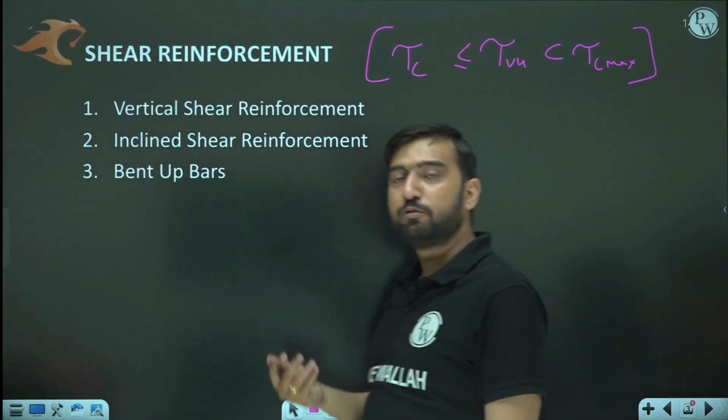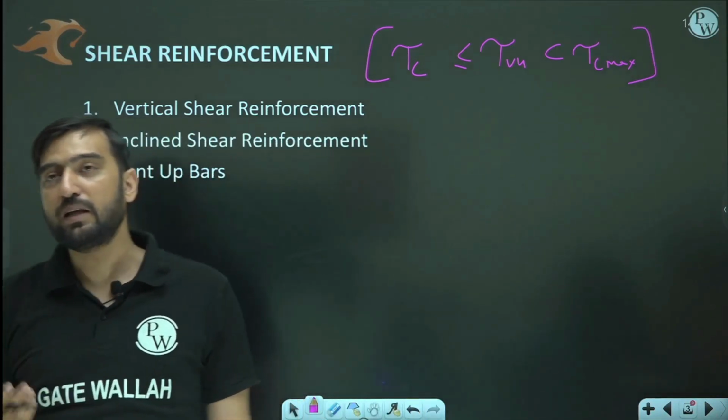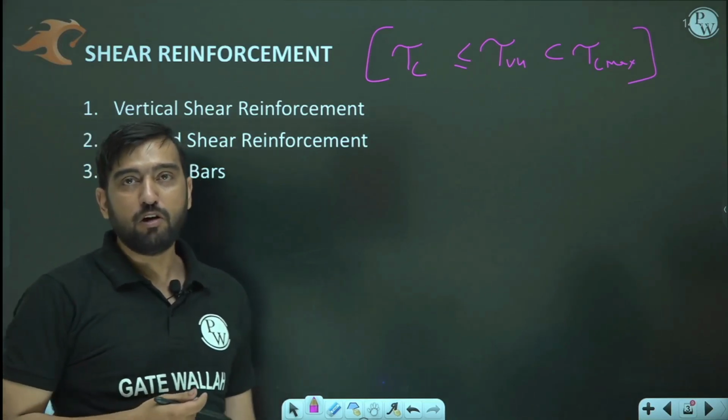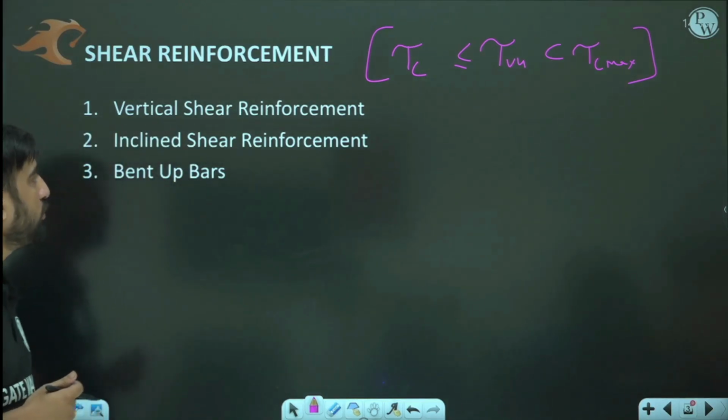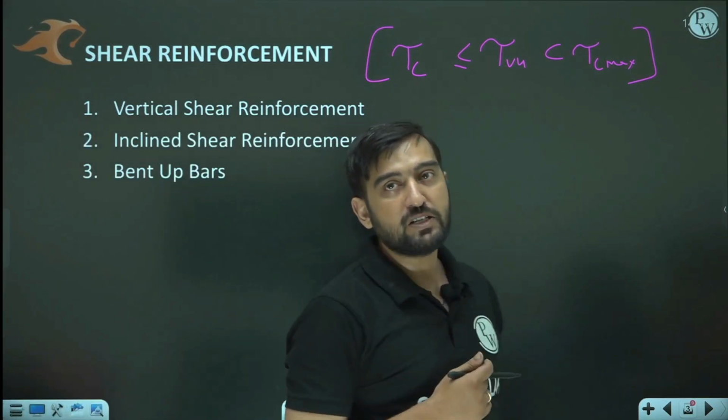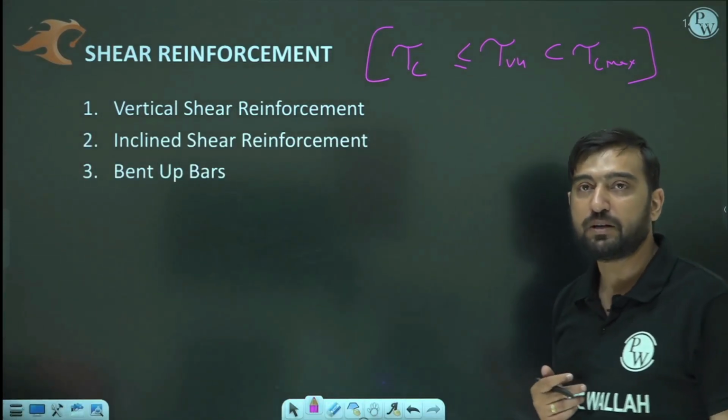Only this case we have to actually design, because another case we need revision. Okay. So shear reinforcement we are going to provide in 3 ways. One is vertical stirrups, another is inclined shear stirrups, and third one is bent up bar.